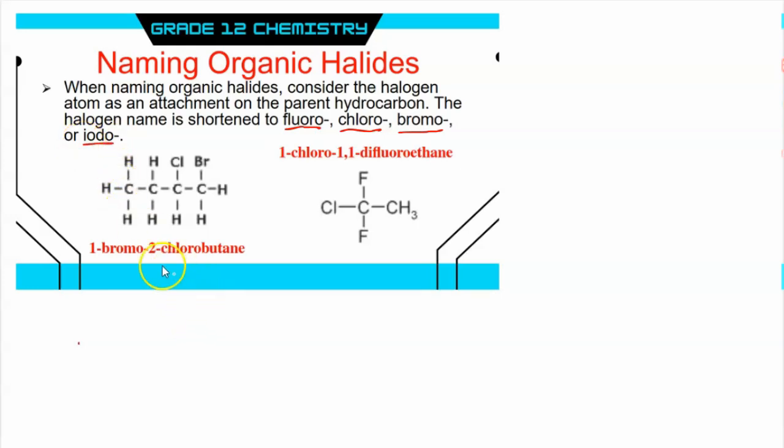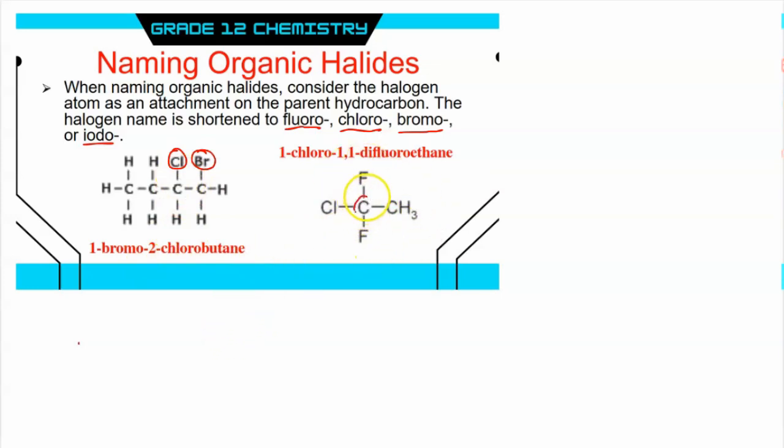So let's look at this first example. So we have a 4-carbon chain, so that's butane. And then right here, we have a bromine, and right here, a chlorine. Now, bromo is going to come first. Once again, alphabetical order. So we're going to say on our first carbon, so we have 1 bromo, and on our second carbon, 2 chlorobutane. Not so bad.